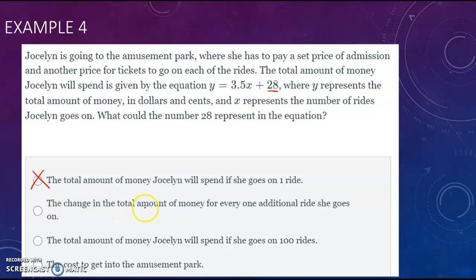The change in the total amount of money for each additional ride she goes on, this is a no because it's talking about the change in the total. That would be a slope. The total amount of money if she went on 100 rides, no, that's not true because we'd have to plug in 100 here. And it could be the cost to get into the amusement park, right? Because she's going to have to pay that regardless of whether she rides any rides or not. Okay, so process of elimination there.